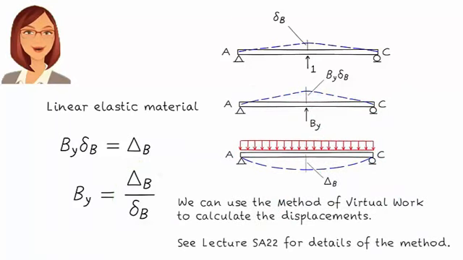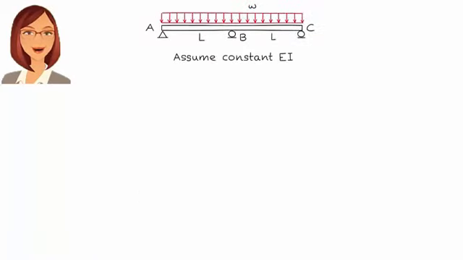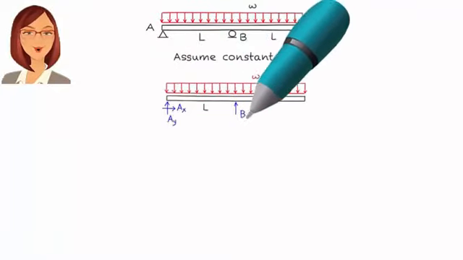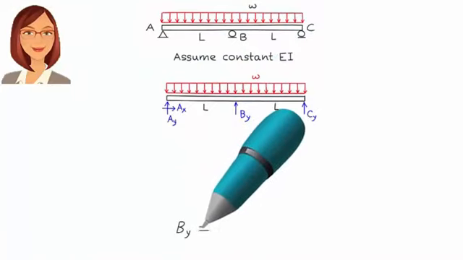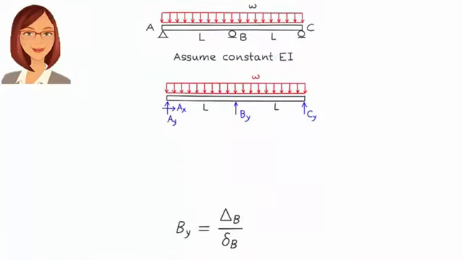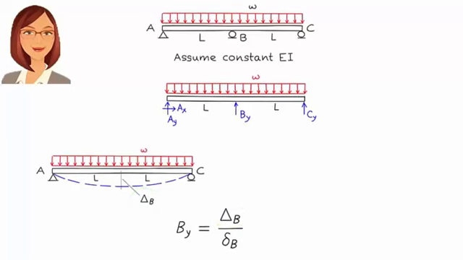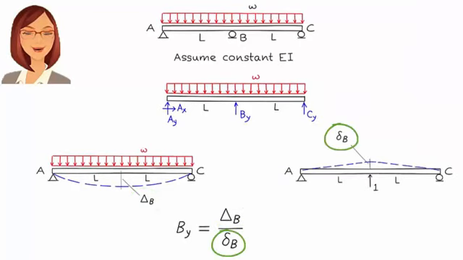Let's go through the process of actually analyzing the beam. Say segments AB and BC each has a length of L. The intensity of the distributed load is W, and the modulus of elasticity of the material and the beam's moment of inertia are constant. Here is the free body diagram of the beam. Then we can write By equals delta B over delta BB, where the numerator represents vertical displacement at B under the uniformly distributed load, and the denominator represents vertical displacement at B under an upward unit load applied at B.